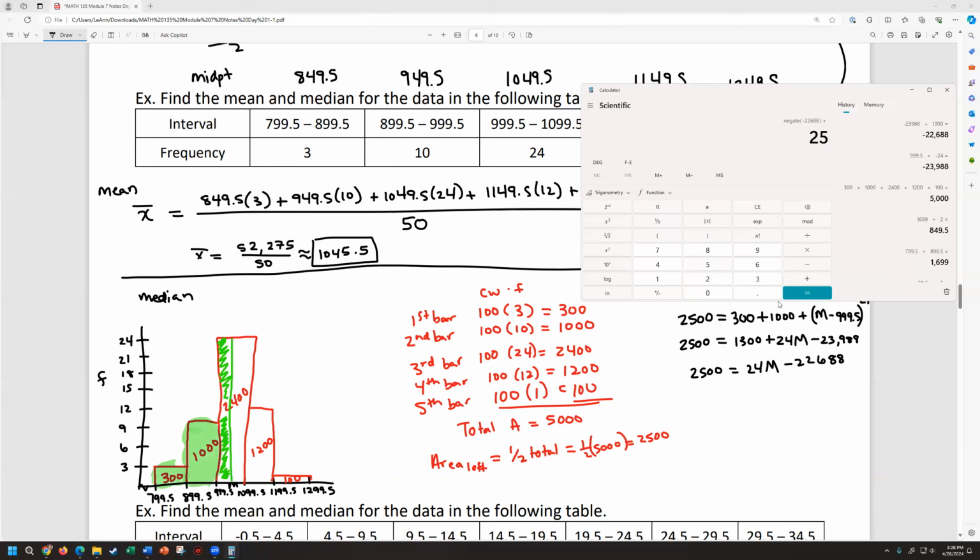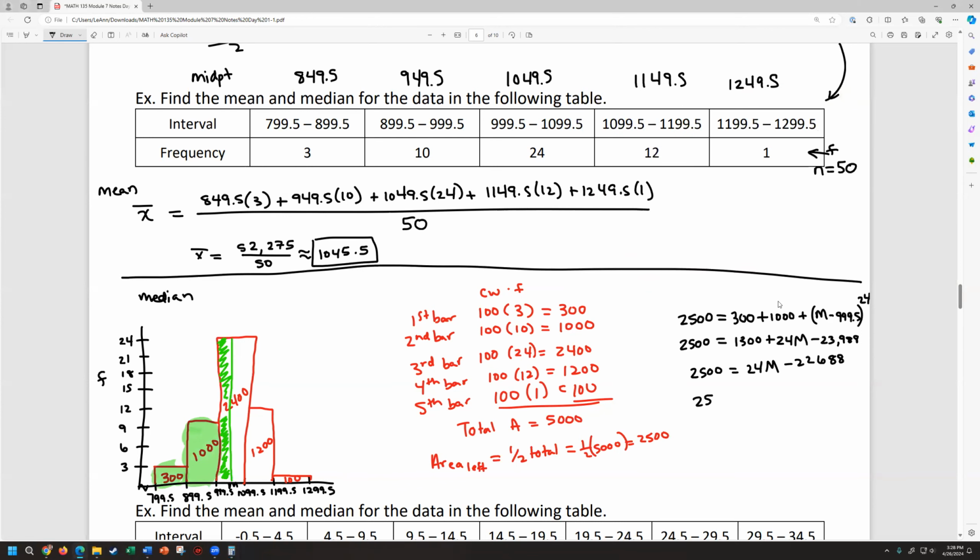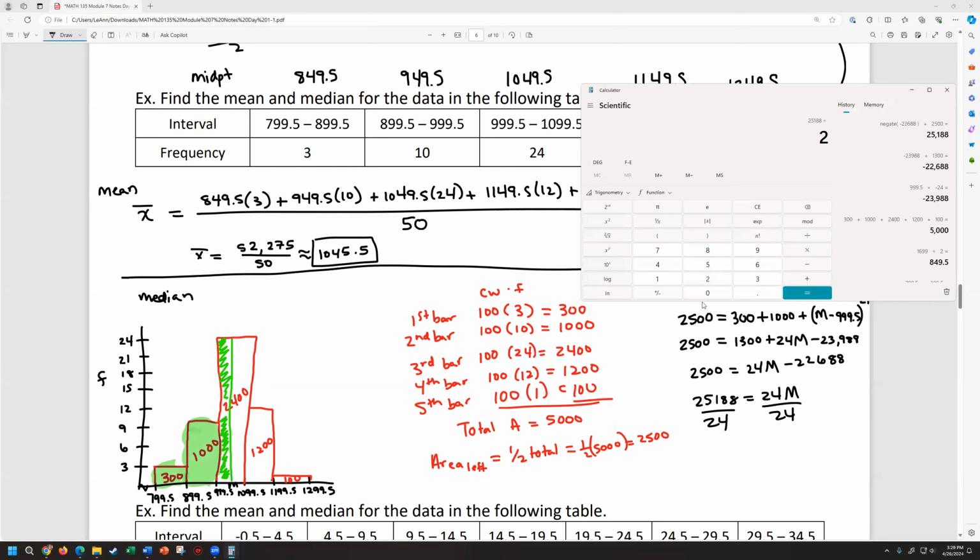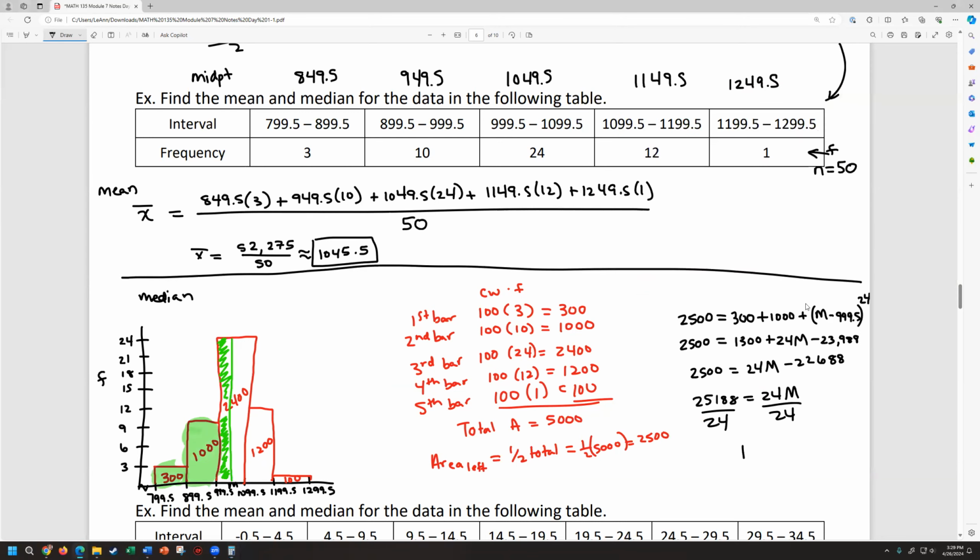We add that over, so we get our 24M by itself. So add that to the 2,500. I made it positive first. That's going to give me a left side of 25,188 equals 24M. And to finish and find that estimated grouped median, we divide by 24. So that is 1,049.5. So that would be where the estimated median is. I know it came out exact, but because we were using midpoints, not actual data points that we knew we had for sure, technically any grouped values are always estimates.